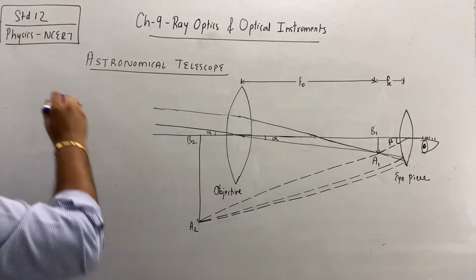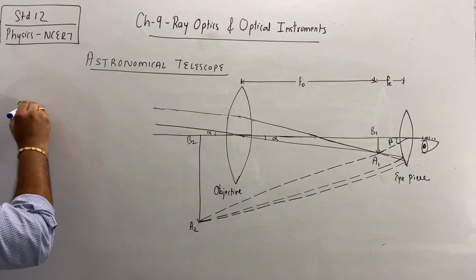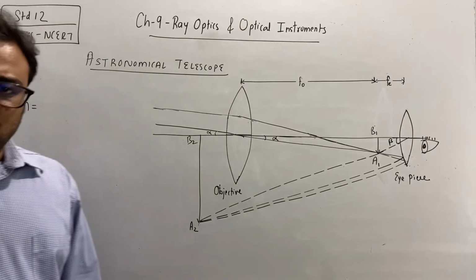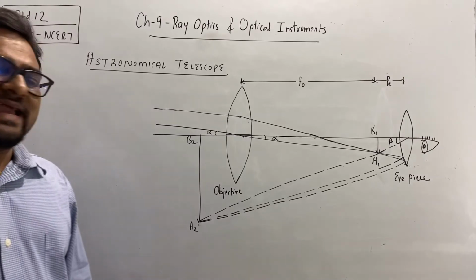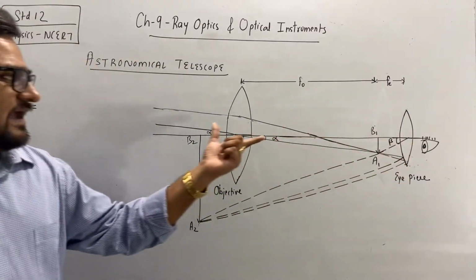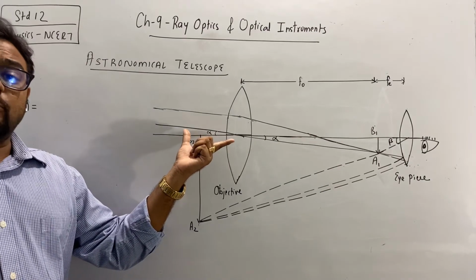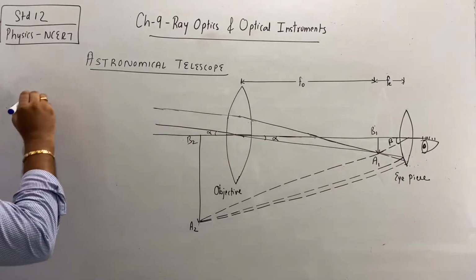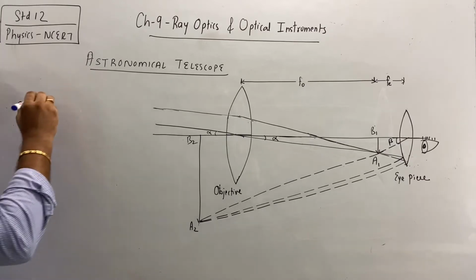Now, the magnification of the astronomical telescope will be the angle subtended by the eyepiece to the angle subtended by the objective. Okay, see, I am writing the formula for magnification.